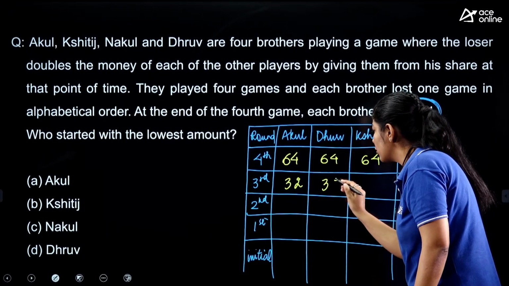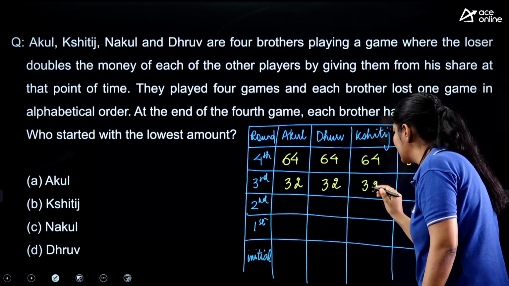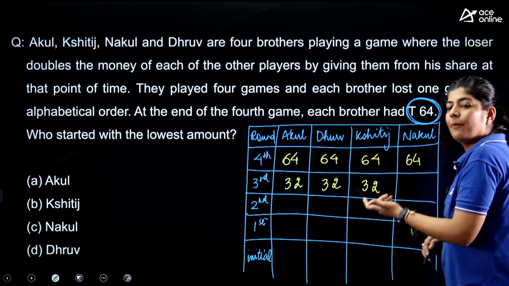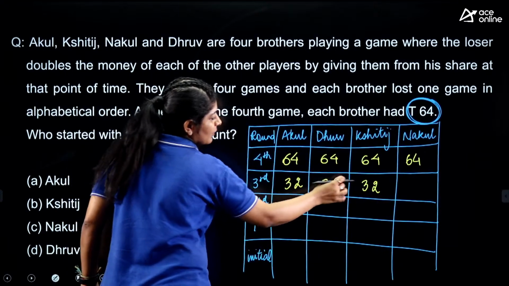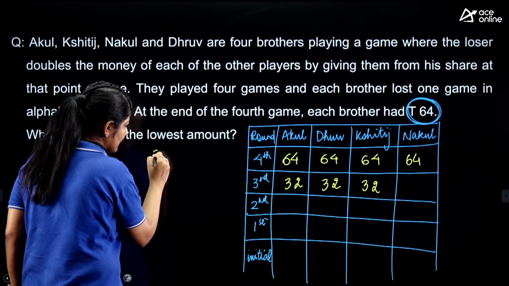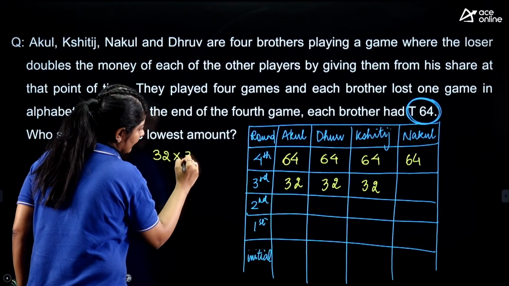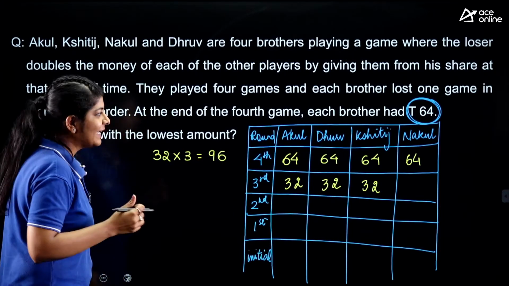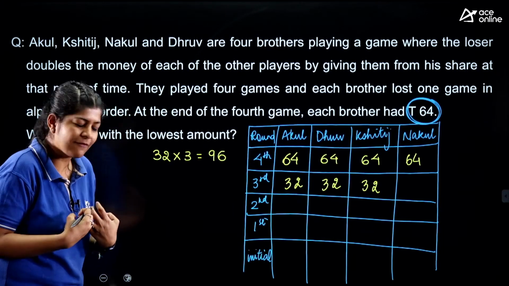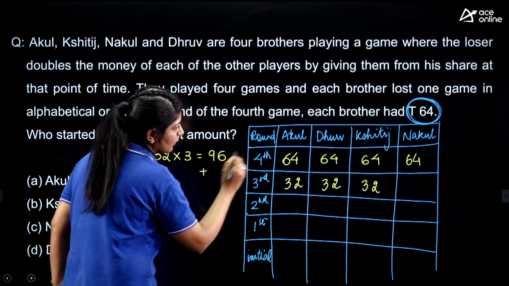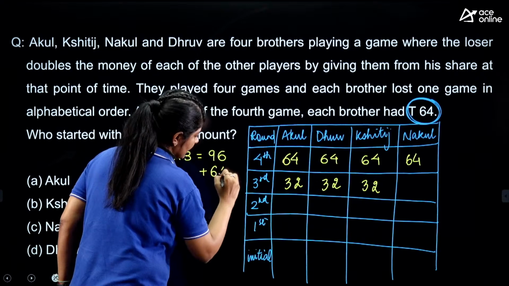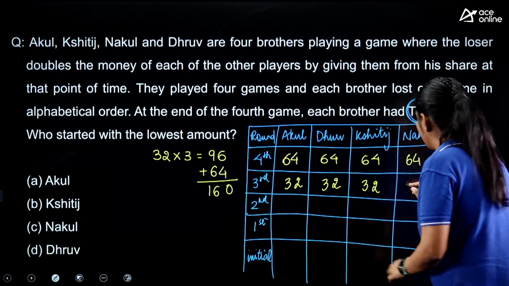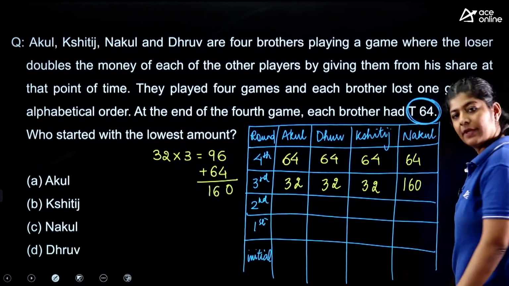Similarly, here he also had 32 rupees. But at this moment, Nakul has something more. So how much does Nakul have? He distributed 32 rupees to 3 persons, so 32 into 3, he is giving away 96 rupees, right? But he also has some more amount with himself, so we simply need to add this 64 as well. So at this particular moment, Nakul has 160 rupees, right?